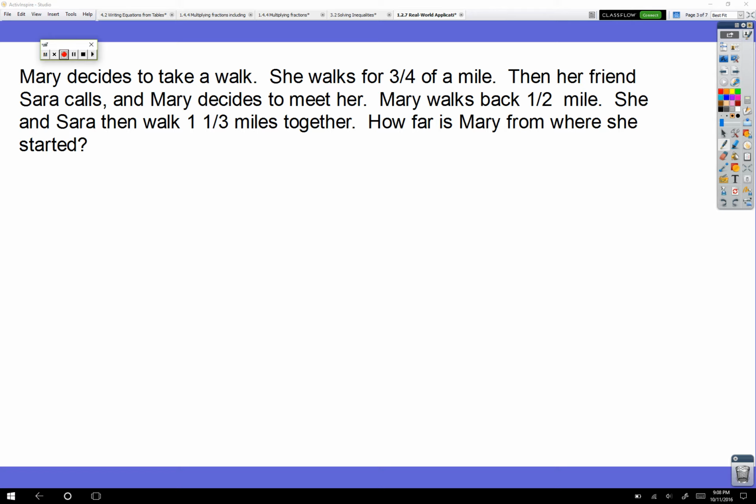Let's take a look at this next example. Mary decides to take a walk. She walks for 3/4 of a mile. Then her friend Sarah calls, and Mary decides to meet her. Mary walks back half a mile. She and Sarah then walk 1 1/3 miles together. How far is Mary from where she started?